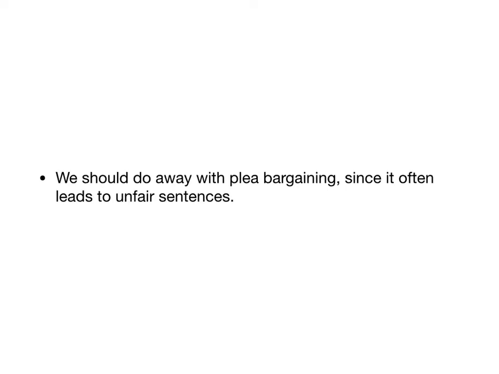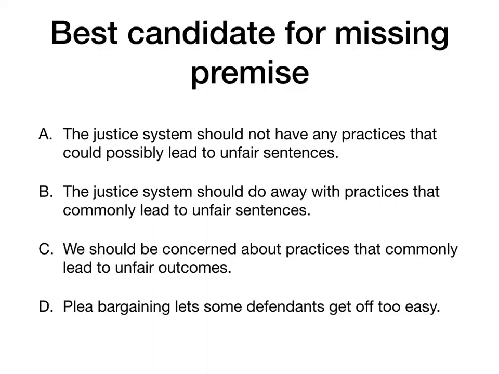Here's an argument. We should do away with plea bargaining since it often leads to unfair sentences. Well, what's our best candidate for a missing premise on this argument? A: The justice system should not have any practices that could possibly lead to unfair sentences. B: The justice system should do away with practices that commonly lead to unfair sentences. C: We should be concerned about practices that commonly lead to unfair outcomes. D: Plea bargaining lets some defendants get off too easy. Which of these do you think is the best and why, given what I've said?